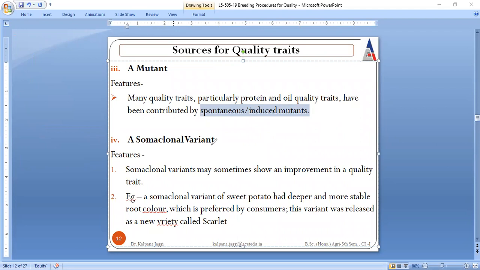Next is somaclonal variant. A somaclonal variant may sometimes show an improvement in a quality trait. For example, what are somaclonal variations? We are growing the cell or tissue under artificial conditions.